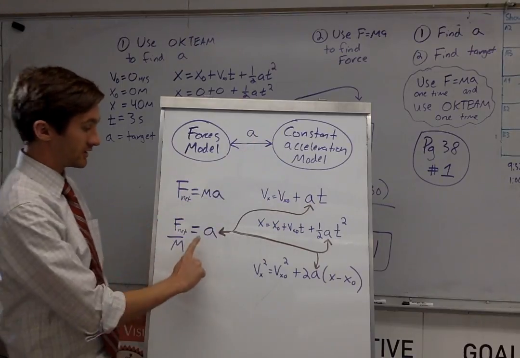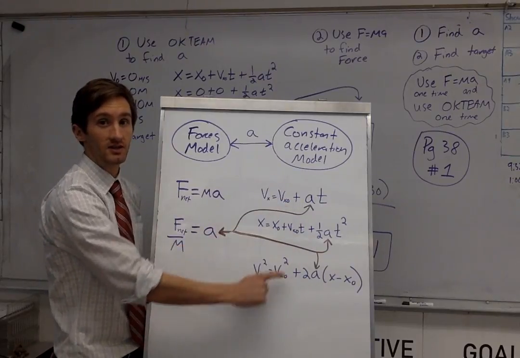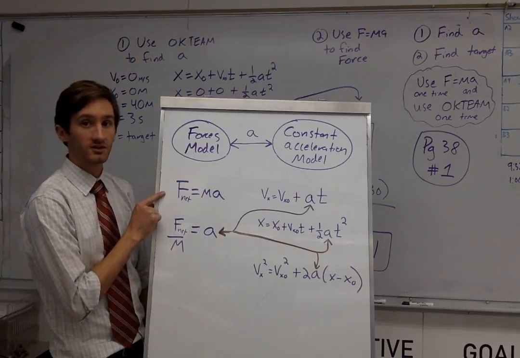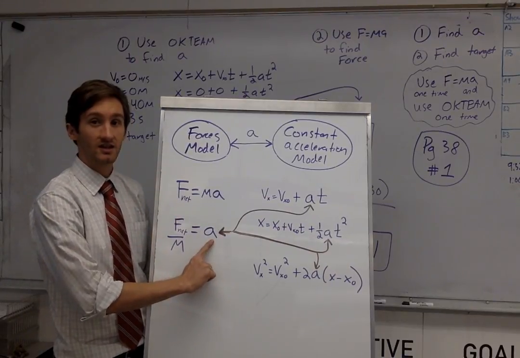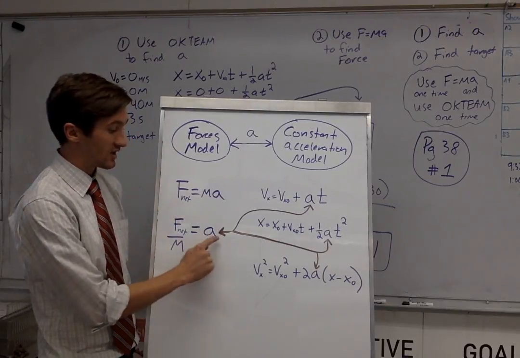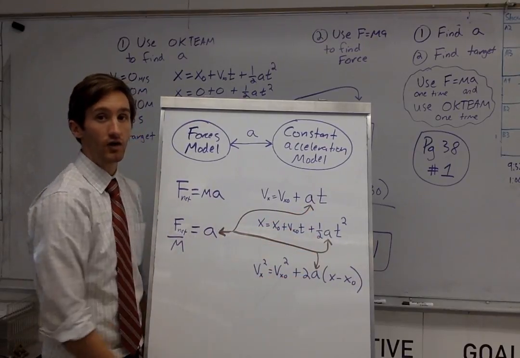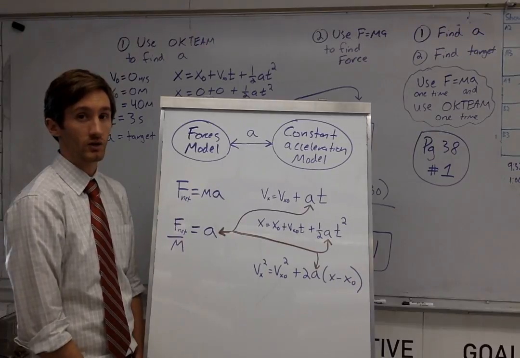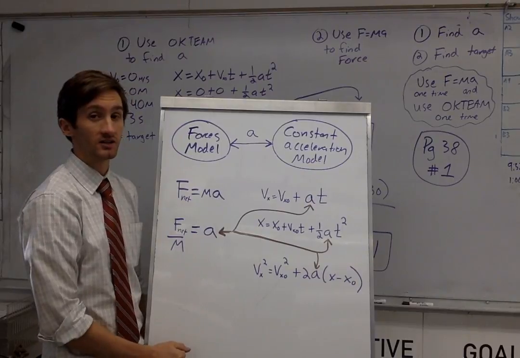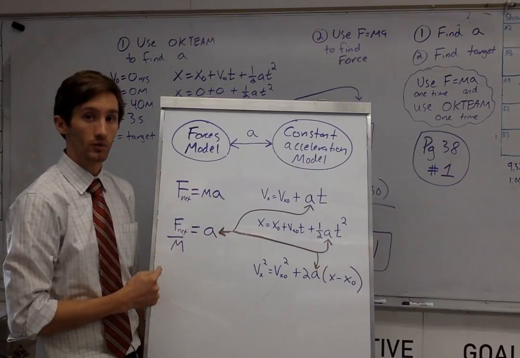The acceleration that we see in F equals ma is the same acceleration that we see in our constant acceleration model equations. So if we divide both sides by m, we get acceleration equals net force divided by mass. We can then take that acceleration and plug it into any of our three constant acceleration equations. Or, if we used these equations to find acceleration, we could plug it in here to find force or mass.